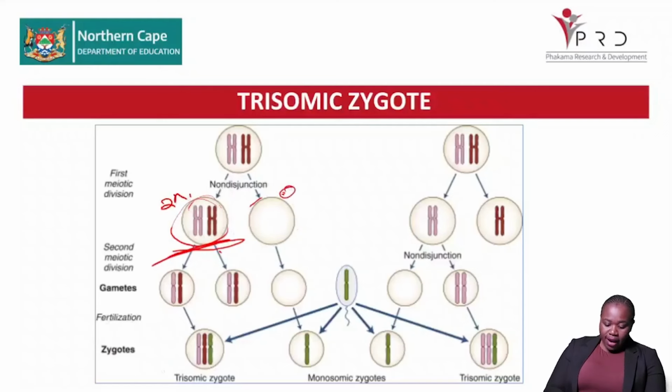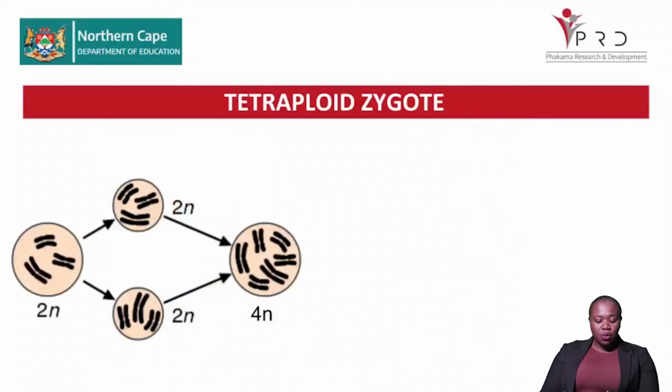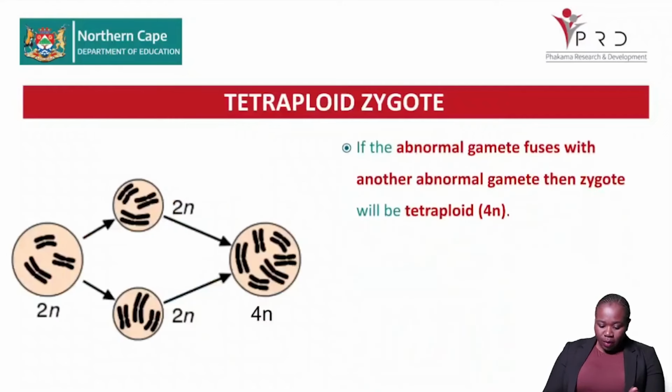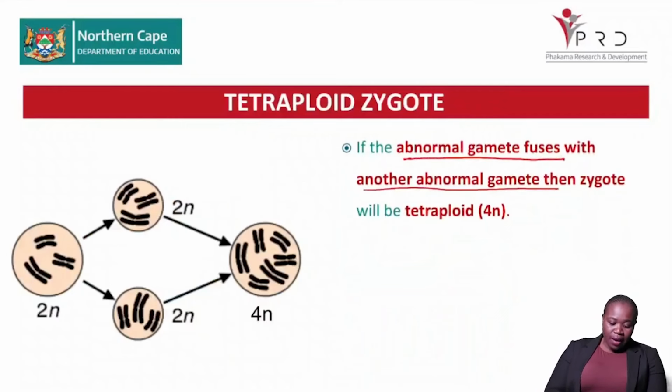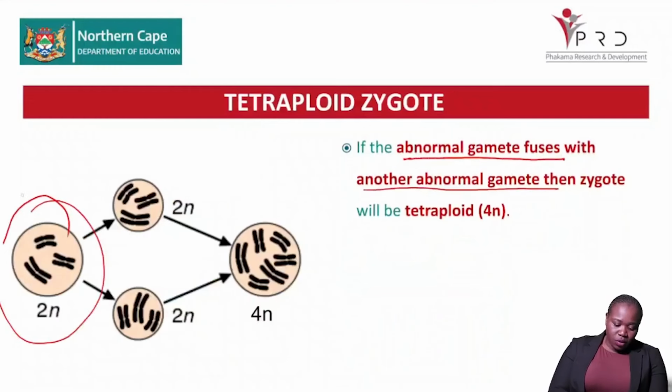So when that happens, because all the chromosomes have failed to separate, we are then going to see monosomy in one cell and polyploidy in the other cell, right? So we also have tetraploid organisms whereby an abnormal gamete fuses with another abnormal gamete. So here we start off with this. So this is at the beginning, right?